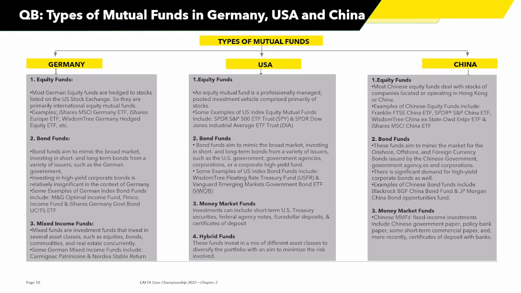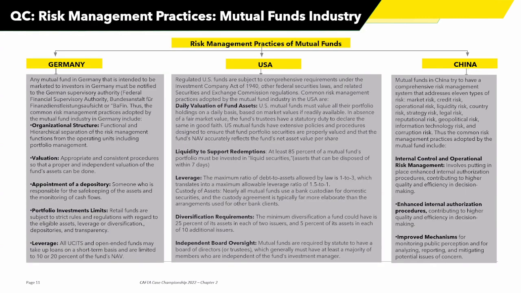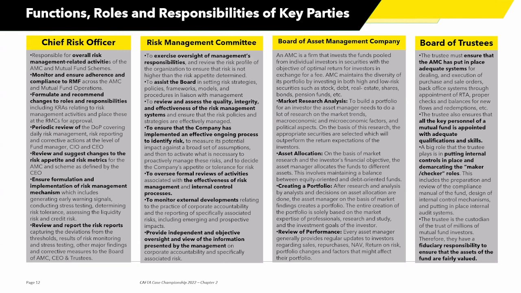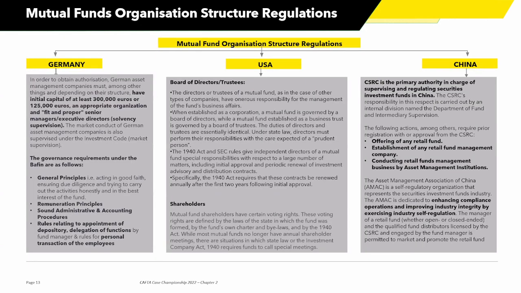So coming on to the risk management practices in the three countries, we have tried to look at the certain limits which have been imposed by certain laws. Apart from that, we looked at the functions, roles, and responsibilities of key parties, the chief officer, the risk management committee, the board of asset management companies, and the board of trustees. Apart from that, we have looked at mutual funds, organization structure, regulations in these three countries.